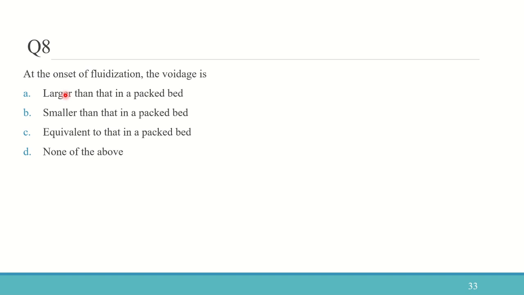So this again we have seen, at the onset of fluidization, voidage is greater than that in the packed bed. Because in a packed bed, the particles are very tightly packed, so the voidage is very low, whereas in fluidized beds, it is very high. But at the onset of fluidization or at the condition of minimum fluidization, we can say that it is larger than that in the packed bed but smaller than that in the fluidized bed. So option A is the right answer.